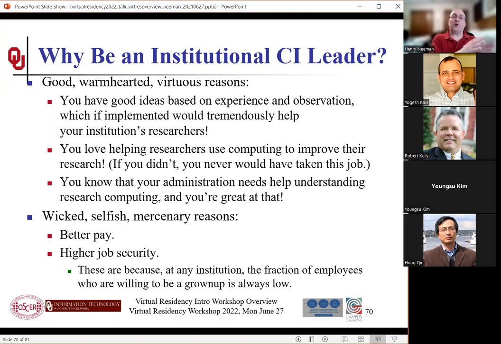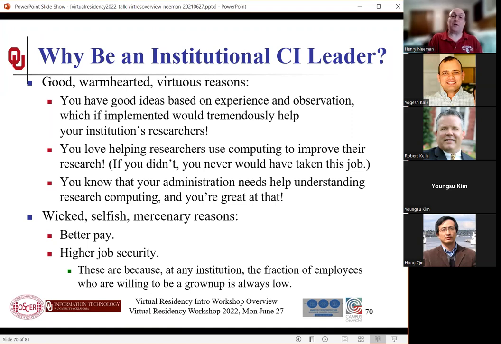Okay. So on the good, warm-hearted, virtuous reasons, you have good ideas. And by the way, I know a lot of people suffer from imposter syndrome. Why me, right? I don't know anything. You know more than you know. Remember, an expert is someone who's 5 minutes ahead of everybody else. You have experience. You have made observations. You've developed wisdom and knowledge over time, or you will as you become more active in this role. And that will lead you to have good ideas. And that will lead you to be a good advocate for good ideas, your own and others.